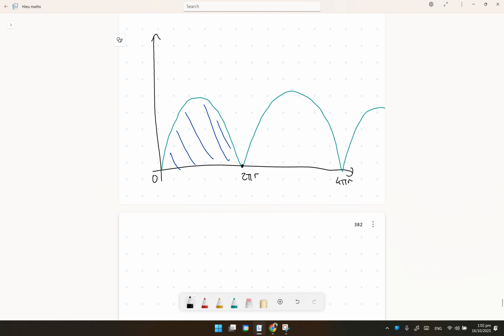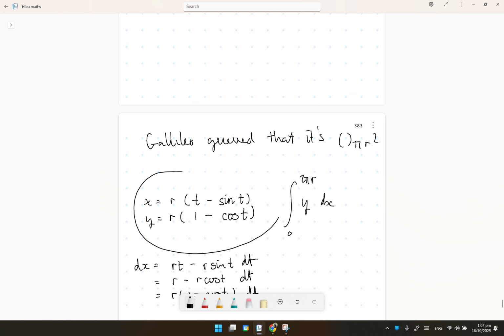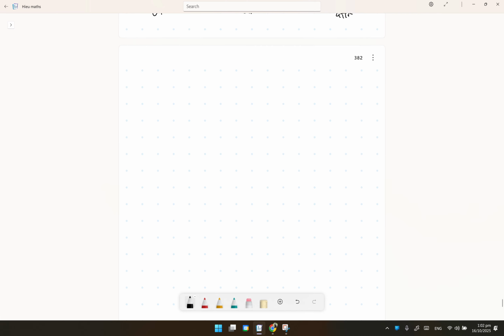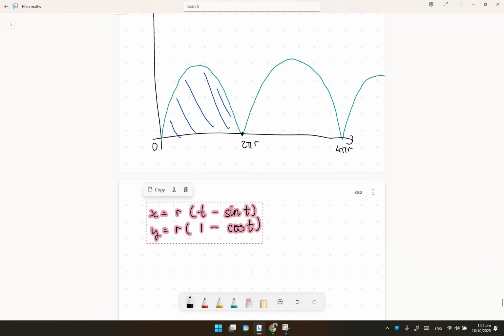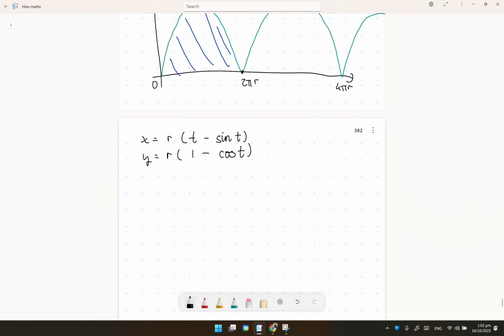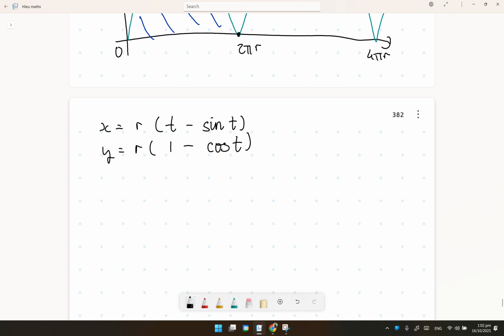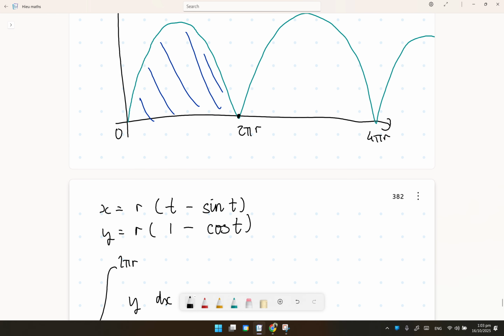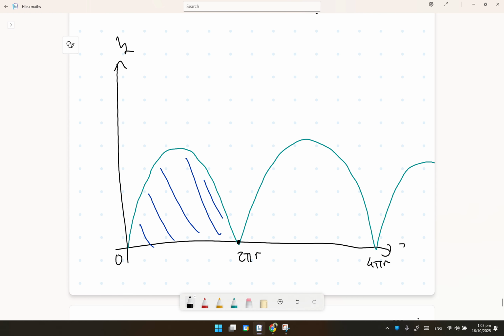We will do, so you can imagine the situation. I'm going to copy the equations over. And just to keep in mind, each arch has a length here of 2 pi r. That's the circumference of a circle. Okay, so we have these equations here. We want to find the area, so that's going to be from 0 to 2 pi r of y dx, right? 0 to 2 pi r, and this is in terms of y, and this is in terms of x.